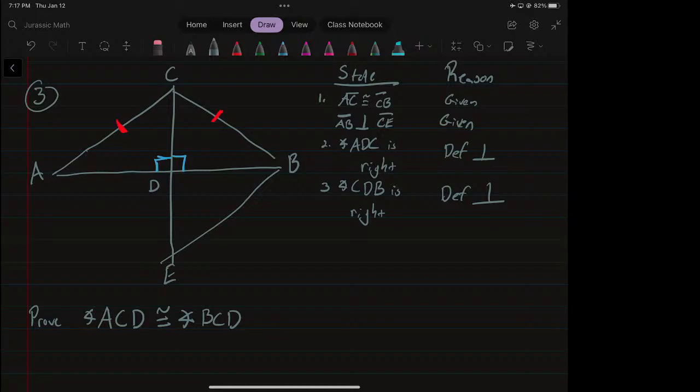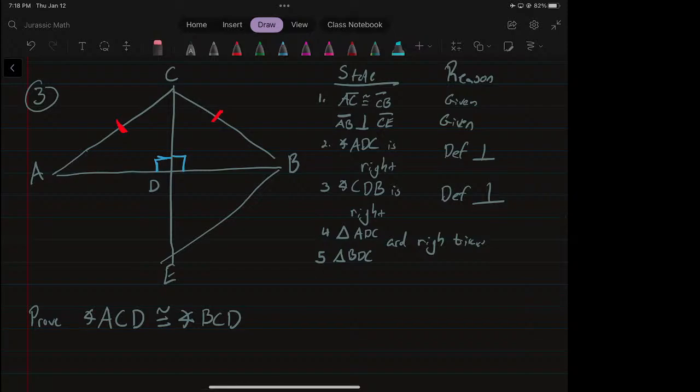Steps 4 and 5, I'm going to combine them. Triangle ADC and triangle BDC are right triangles. That's true because they both have a right angle and it's a triangle. So if a triangle has a right angle in it, it has to be a right triangle. So that was 4 and 5. Step 6.